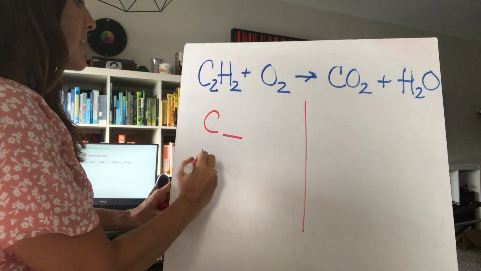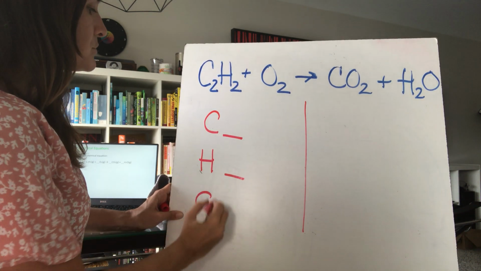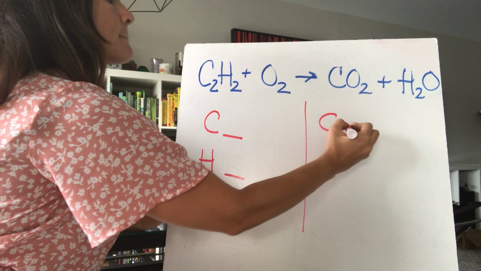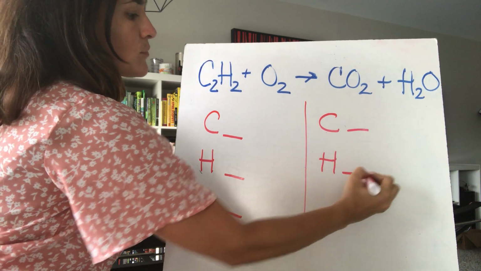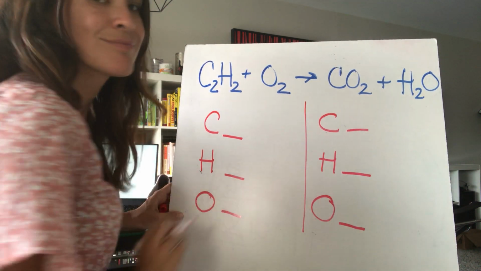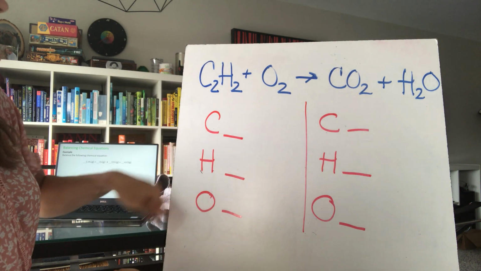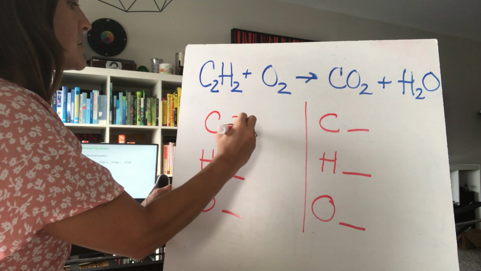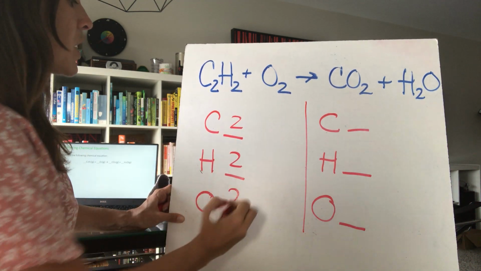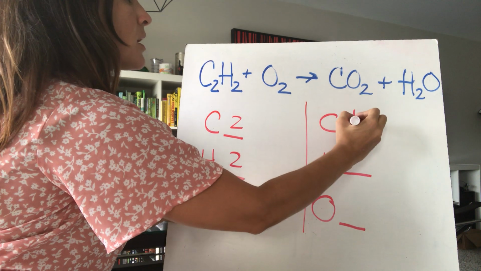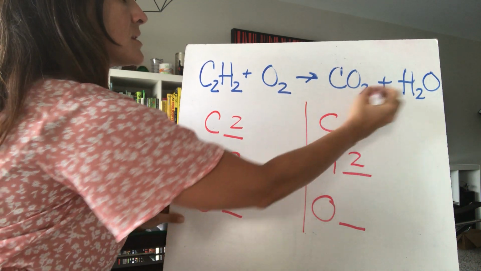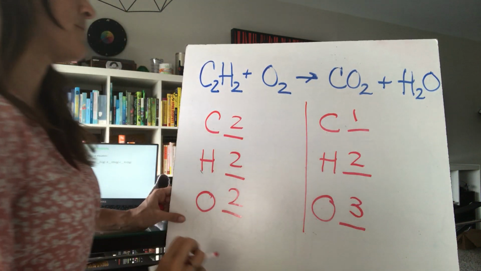Okay, so divide into reactants and products. Write out the different atoms you have. And start to count the amount of atoms. So there's 2 carbons, 2 hydrogens, 2 oxygens, 1 carbon, 2 hydrogens, 3 oxygens.